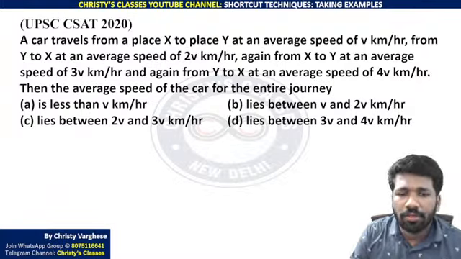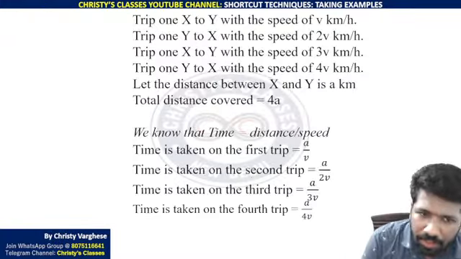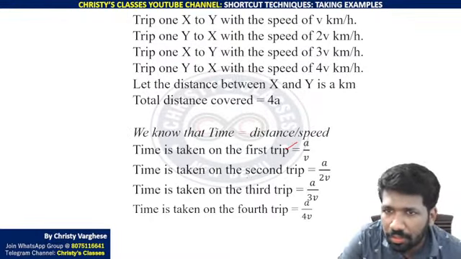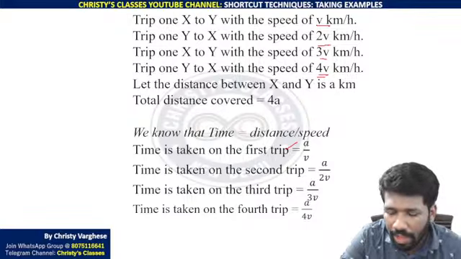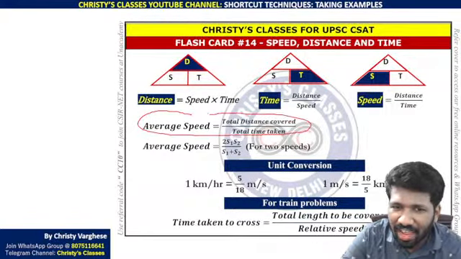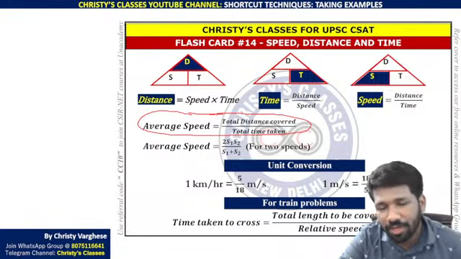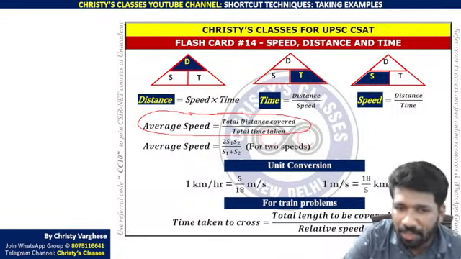Okay, so here you can do the direct method, but examples can make it even easier. The question says x to y is traveled at speed v, y to x at 2v, x to y again at 3v, y to x again at 4v. So average speed is total distance by total time. Average speed is not the average of speeds, please understand, because weightages matter here, like I told in the previous question. We discussed more about that in the speed distance time chapter.